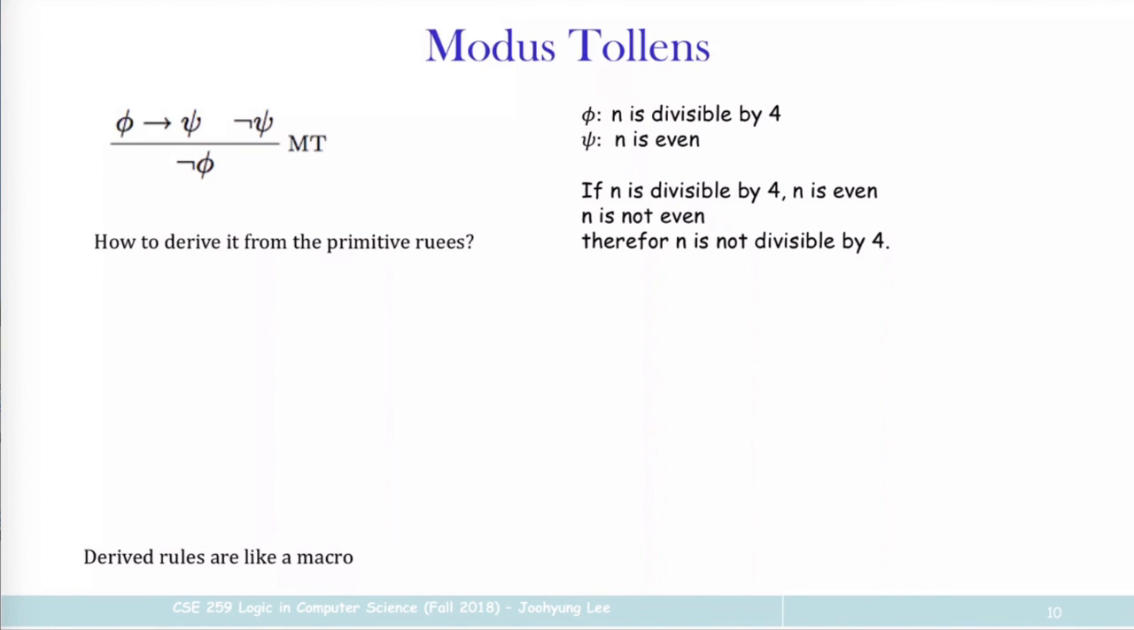If you have a statement like this, it doesn't say whether n is divisible by 4 or n is even. Now we are given additional information, which is n is not even. So from these two, what can you derive? N is not divisible by 4. That's what you can derive. So this is modus tollens. Phi implies psi is true, and you also know that not psi is true, then not phi is true. That's what the modus tollens rule tells you.